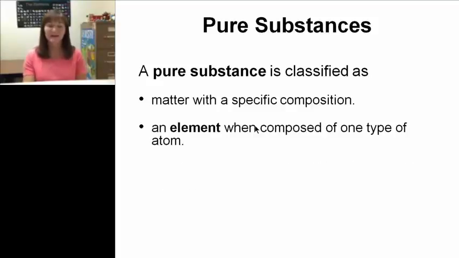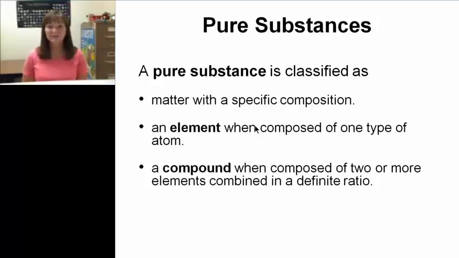I'm going to back up there a second. The easiest way in this class to decide whether something is an element is if it's located on the periodic table. In a few slides I'm going to talk about the periodic table, and if I give you a substance and you locate it on the periodic table, then that's going to be a quick way to identify that you're dealing with an element.